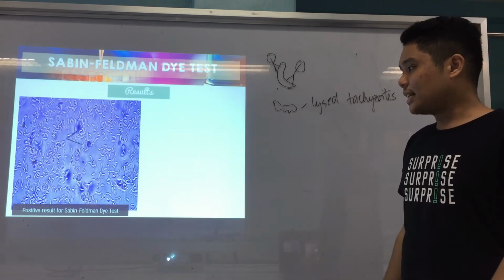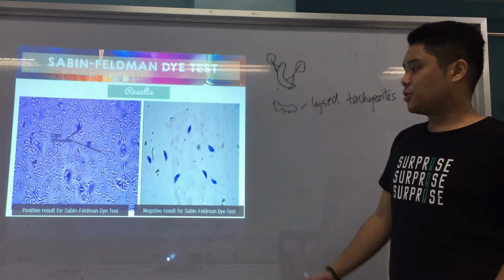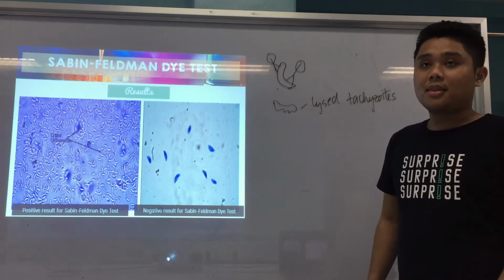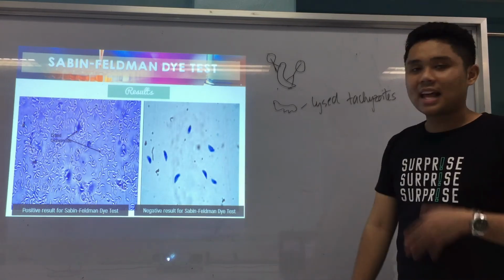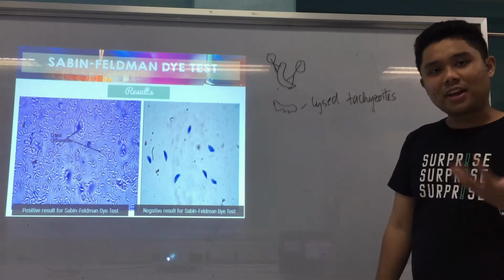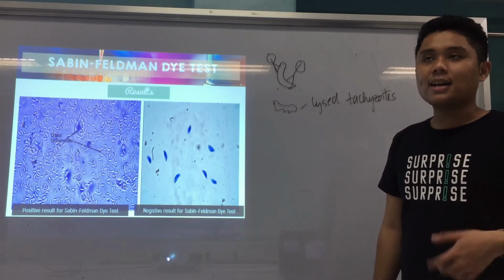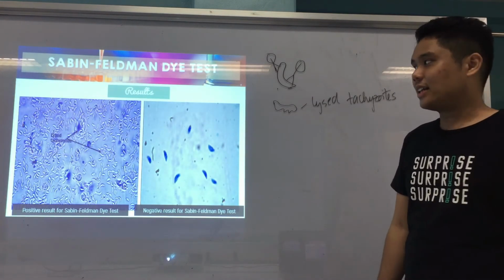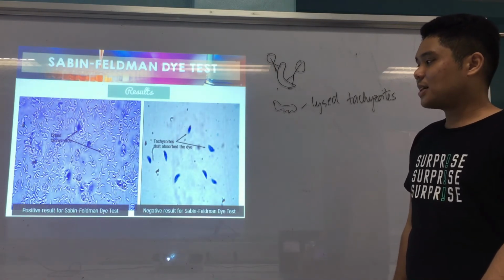And lastly, these are your negative results. As you can see, the tachyzoids have absorbed the methylene blue dye. Meaning the patient doesn't have any antibodies to Toxoplasma gondii. That could indicate that the patient does not have or did not have any infection with Toxoplasma gondii. And of course, these are your tachyzoids that absorbed the dye.